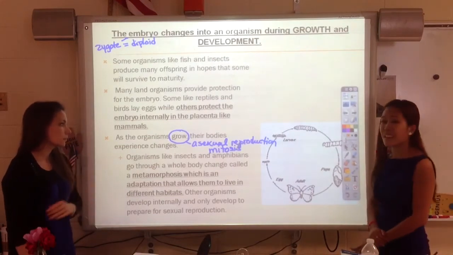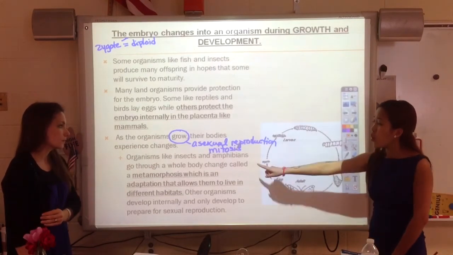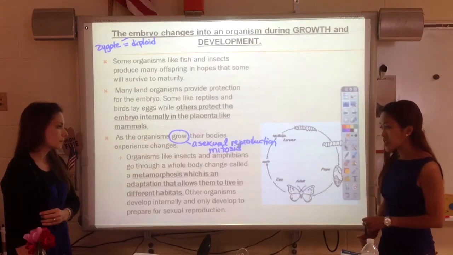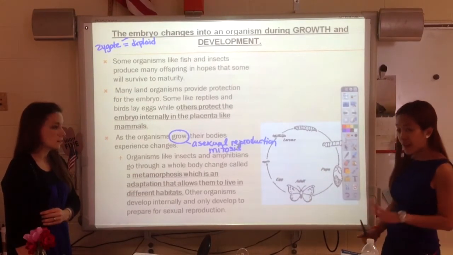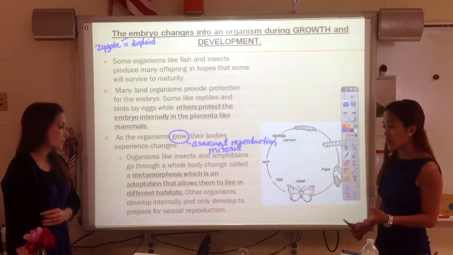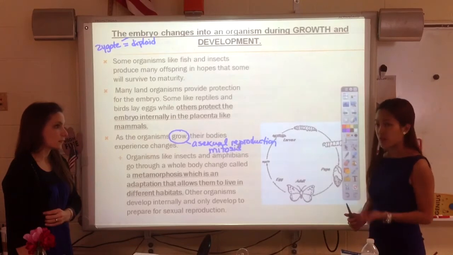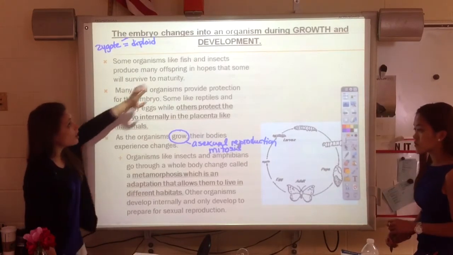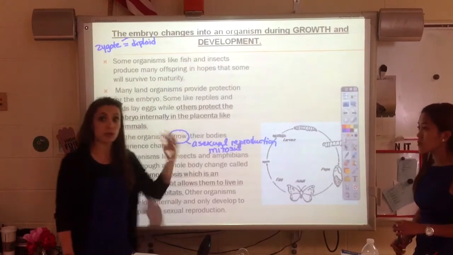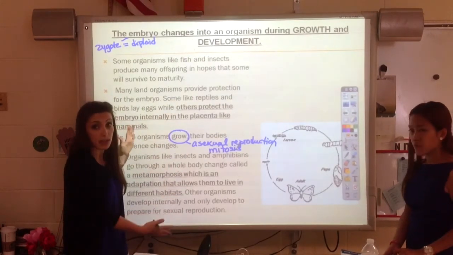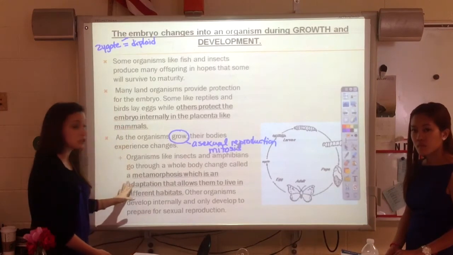So organisms like insects and amphibians go through a whole body change, and that's called a metamorphosis, which is an adaptation that allows them to live in different habitats. Other organisms develop internally and only develop to prepare for sexual reproduction. So when we talk about growth and development, reproduction is making a new organism, but growth is adding more cells, getting bigger, but development is changing.